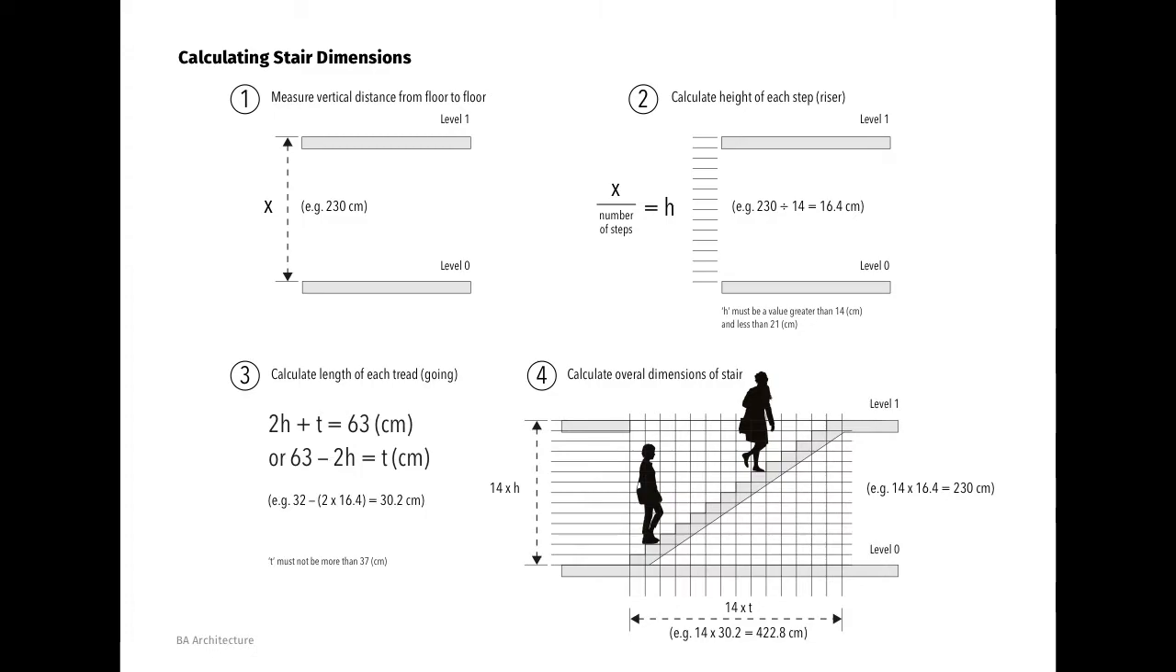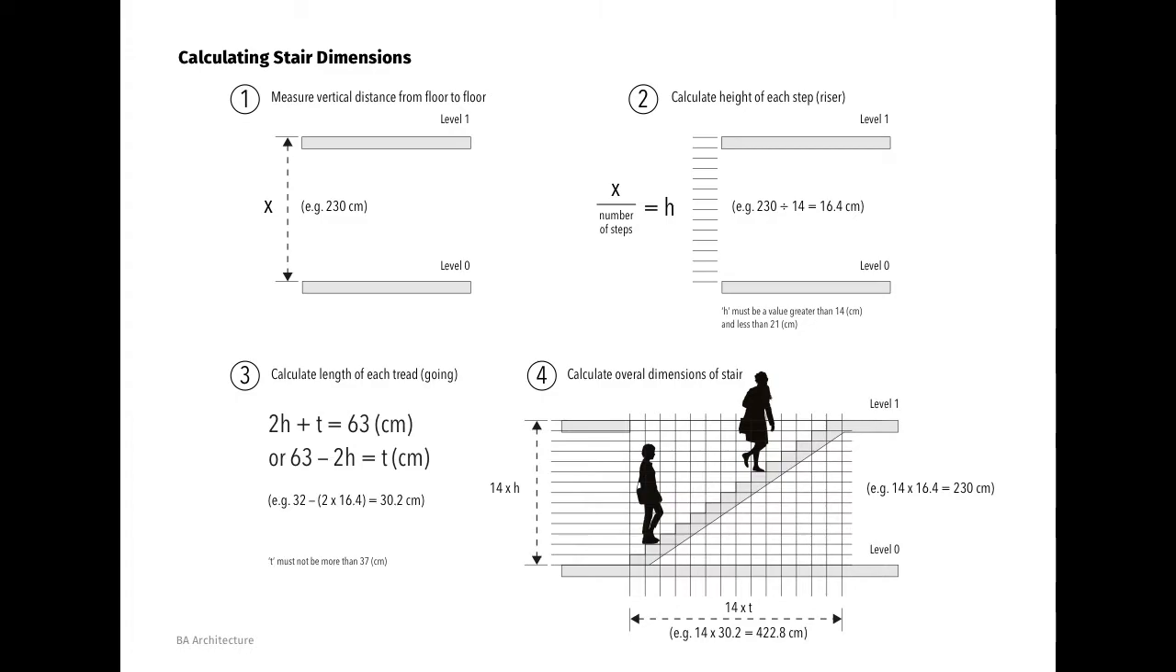So now we can work out by multiplying 14 times 30.2, this equation down here, we can see that the width of our step, the length of our step, is going to be 4 meters and 22. So in other words, 422.8 centimeters or 4,228 millimeters.